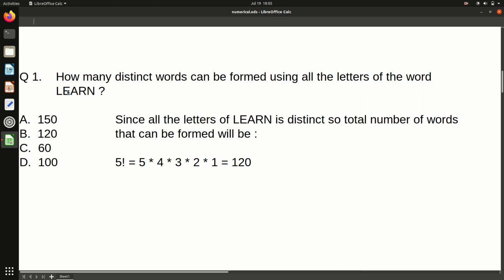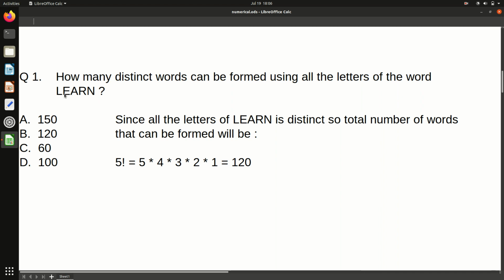Now coming to the second place, since one letter has already been occupied, so there can be 4 possibilities here, then 3, then 2, then 1. So just multiply everything and 5 factorial is basically 120. So 120 words we can generate using all the letters of the word learn, and all will be distinct. So I hope it is clear. So just take 5 factorial.